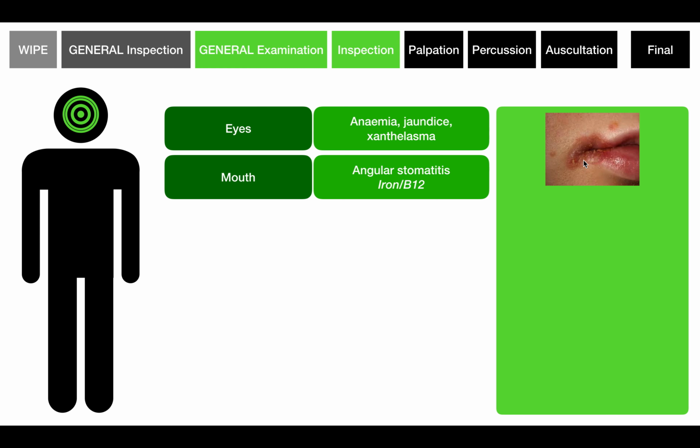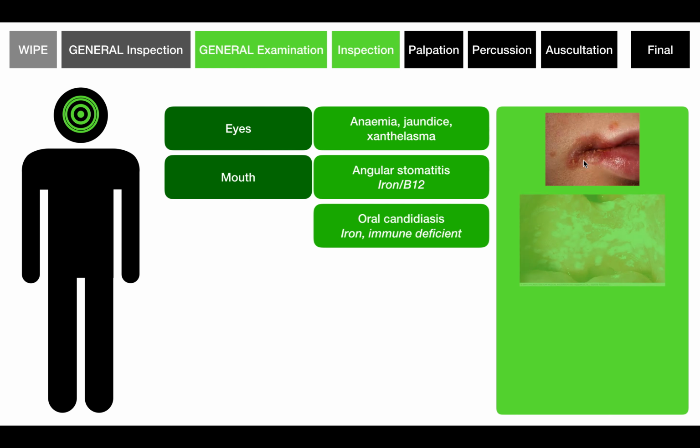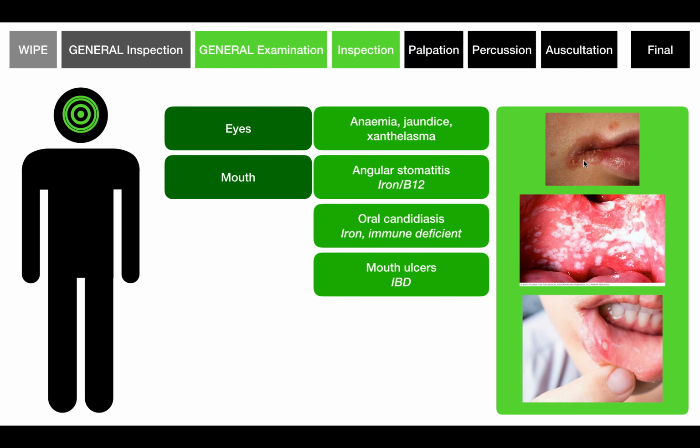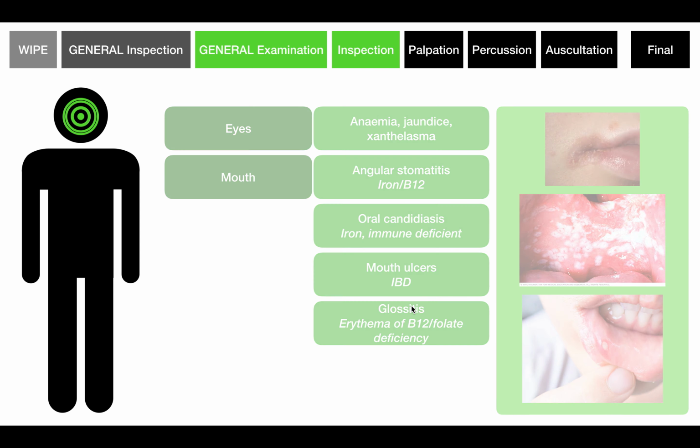The mouth, you're looking for angular stomatitis, which are the sort of little reddy areas around the canthi, which is iron or B12 deficiency. Looking for oral candidiasis, which is white spots. Mouth ulcers, IBD, and that's particularly Crohn's over UC. And then, of course, glossitis, so erythema. So I remember that as MOAT. Mouth ulcers, oral candidiasis, angular stomatitis, and then tongue glossitis. So glossitis is sort of inflammation of the tongue. So you'd see that in sort of erythema of B12 or folate deficiencies.